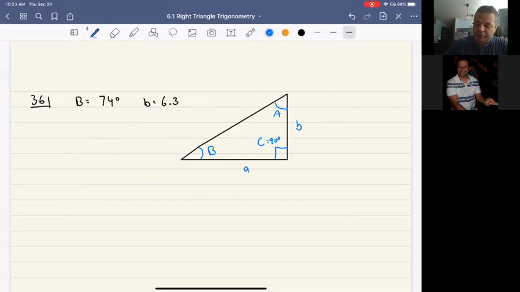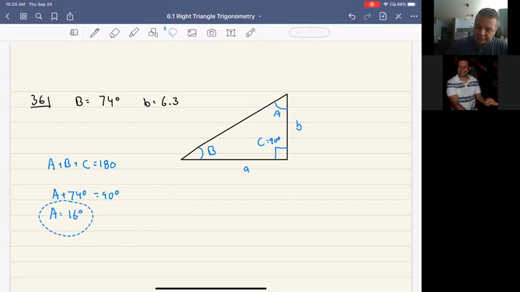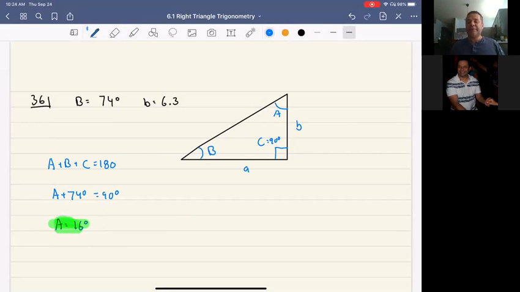Of course, A plus B plus C should equal 180 degrees. Since C is 90 degrees, that means A plus 74 degrees should equal 90 degrees. So A equals 16 degrees. That's the first thing we found. Next we're going to find the hypotenuse and the side A.